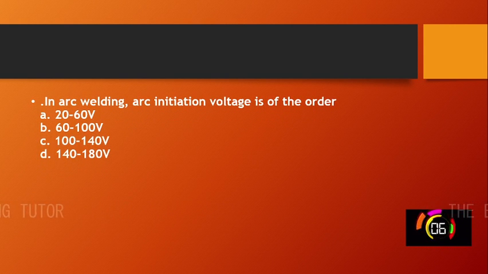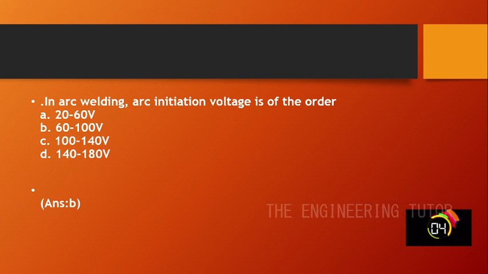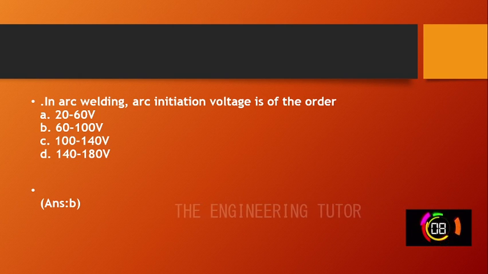In an arc welding, the arc initiation voltage is in the order of what? In arc welding, the arc initiation voltage will be a very low value. It is in the range of 60 to 100 volts. Even if we are applying the normal voltage, it will be stepped down using a step down transformer.